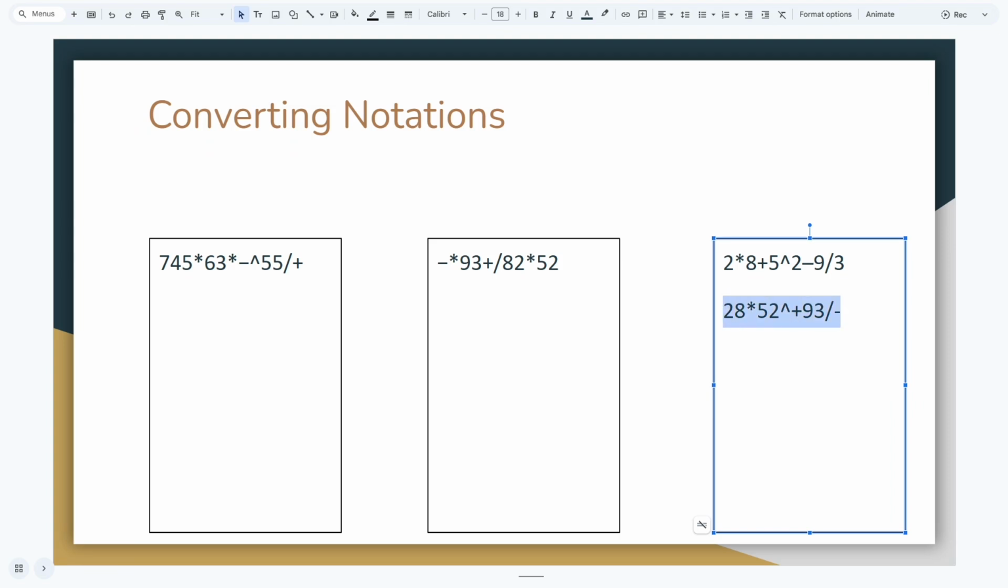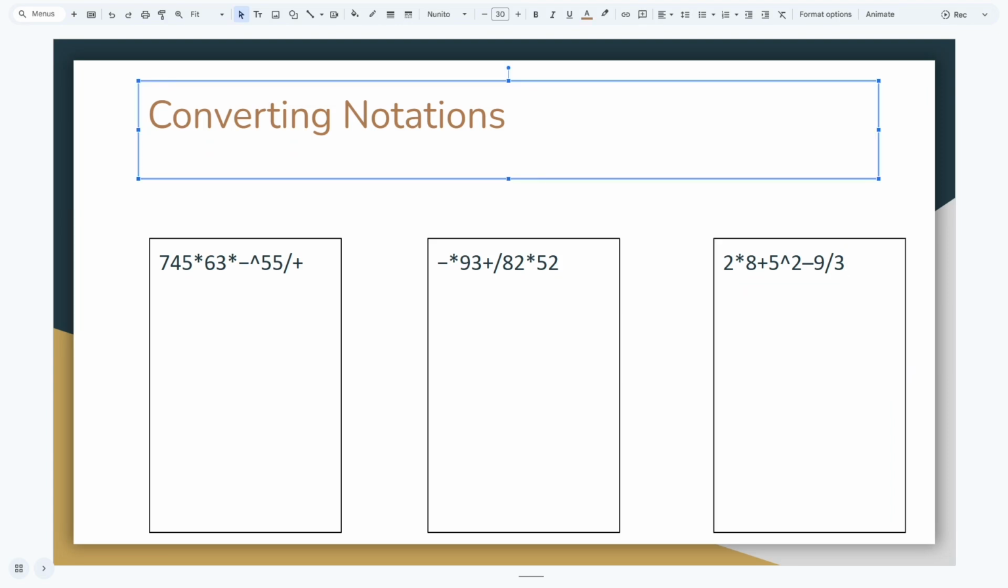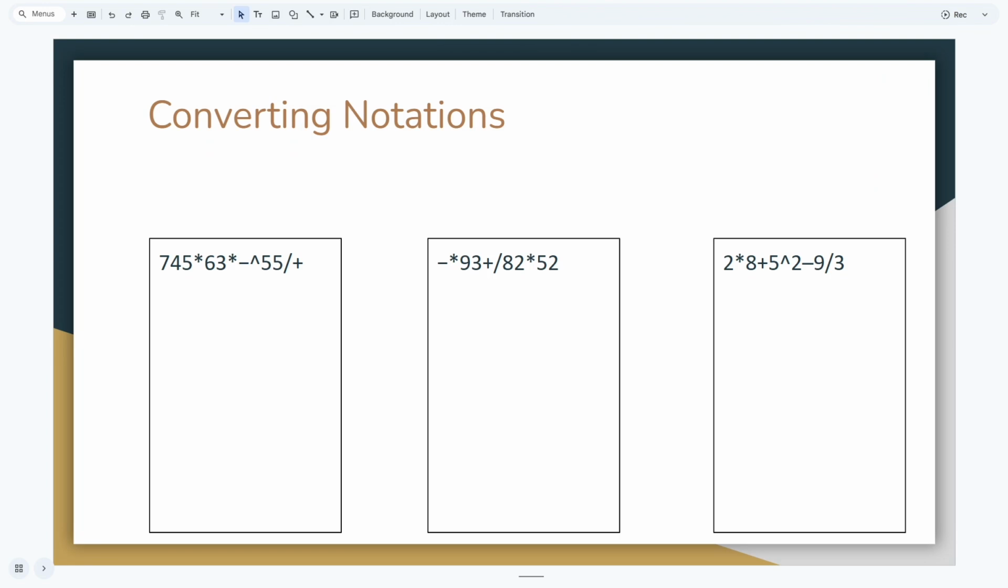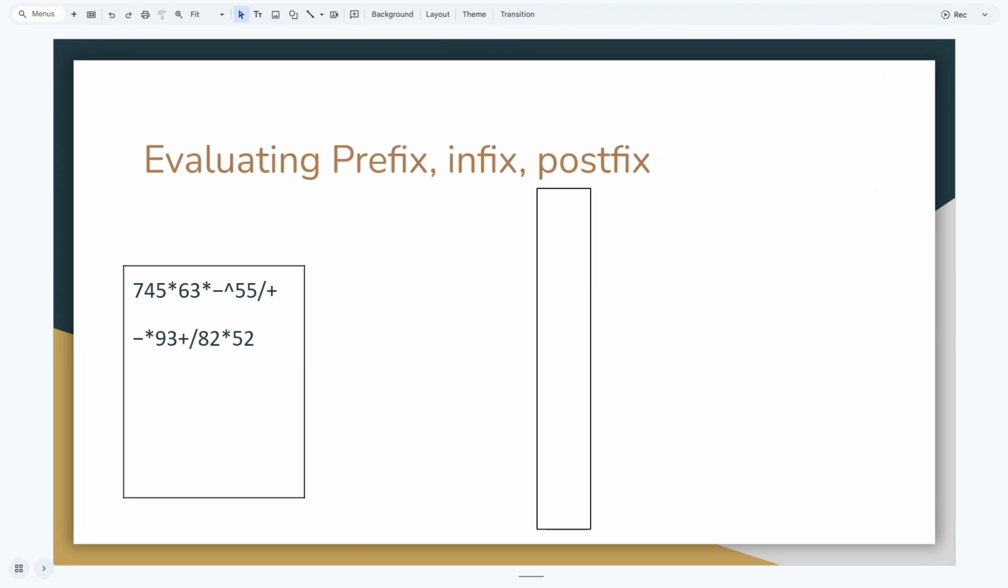So now let's move on to evaluating prefix, infix, and postfix. For infix, I'm not going to go over it because we just need to use PEMDAS and solve it normally. You don't really need to go into that.